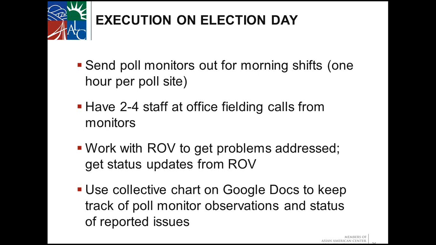As part of that effort, keeping a collective chart on Google Docs where you track where your poll monitor volunteers are, any issues or observations that they've reported in, called in, getting that documented, the time they called in, and then documenting any phone calls, the time as well, that you have with the ROV about those issues and what their response was. All of this is something to really keep in mind, to plan for, and we'd highly recommend that it's done in advance so that you're ready to go and not having to scramble at the last second when issues do arise.